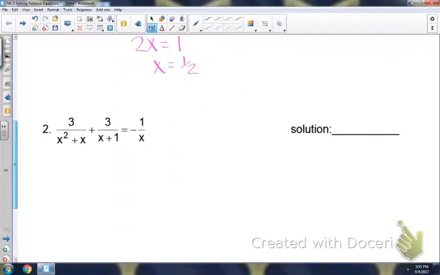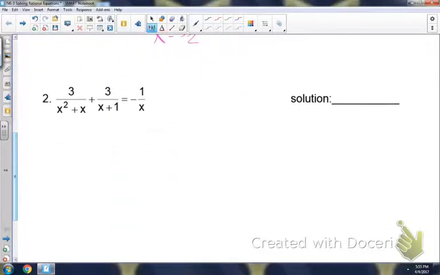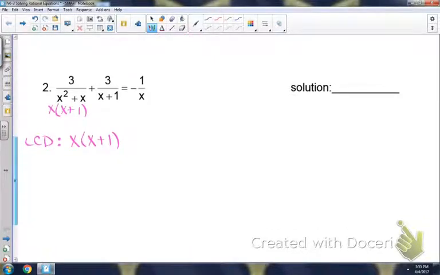Okay, looking at 2, we're finding the LCD. You need to factor before you find the LCD. So notice this first denominator, they have an x in common. So you're left with x plus 1. So I'm bringing those both down. Notice the second denominator is x plus 1, but we already have an x plus 1. And then the last denominator is an x. We already have an x. So there's my LCD. I'm going to multiply it by every single term in our equation.